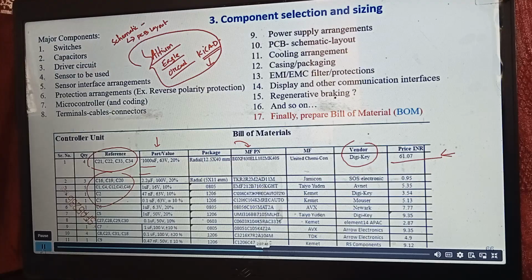So those things we first make a list. This gives me clarity in the sense of how all the components are connected, whether I'm missing anything or not. At the same time, it will also give me an idea about the cost, right? And then its availability also. And this is at the preliminary level.